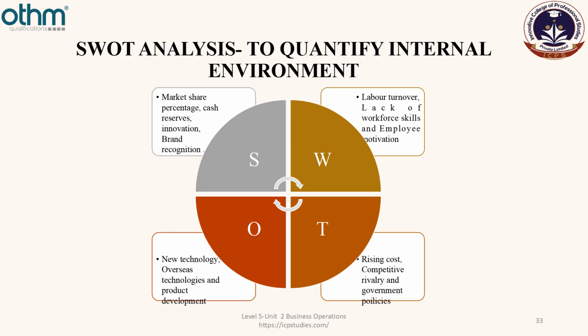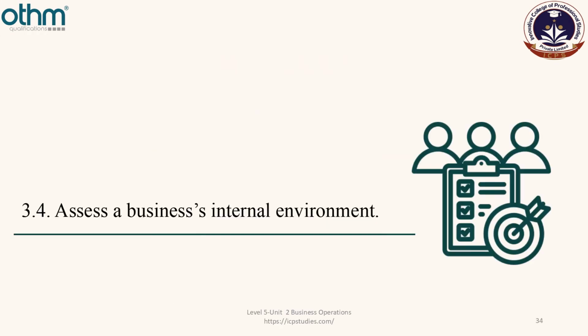Then we have the T, which means threats. Threats can be the rising cost of any product, or competitive rivalry in the market, or strict government policies. So all these factors, called SWOT factors, affect the internal environment of the business. Now in the fourth assessment criteria, we will assess the internal environment of the business.